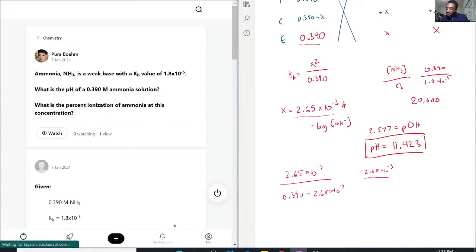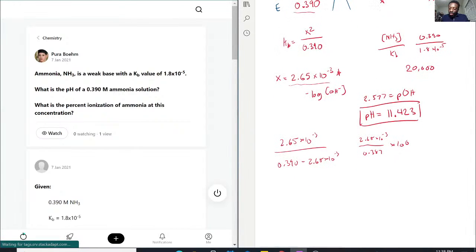Okay, 0.387 is going to be that divided by that, and then once we do that, we times it by 100 to get a percentage. So the amount it ionized in this case would be a 0.684% ionization, because that's pretty much the amount that it dissociated.